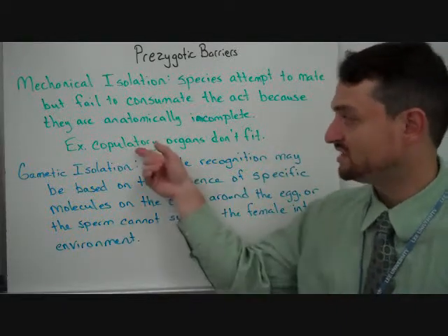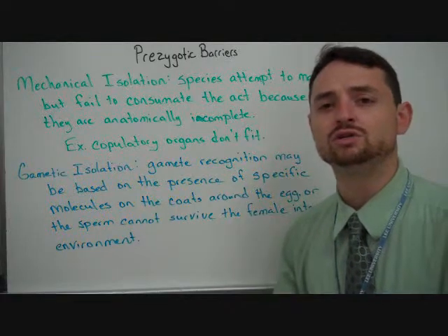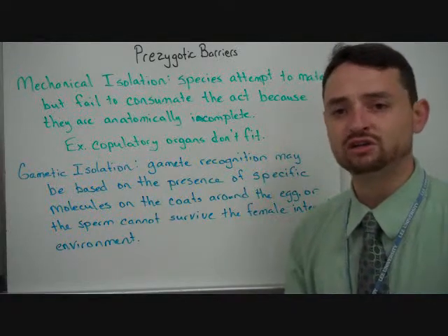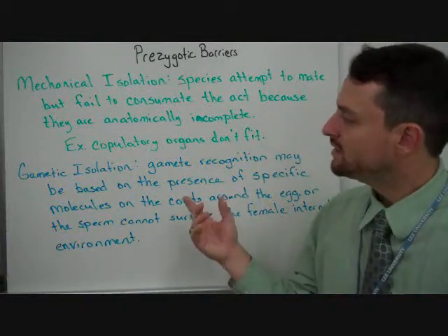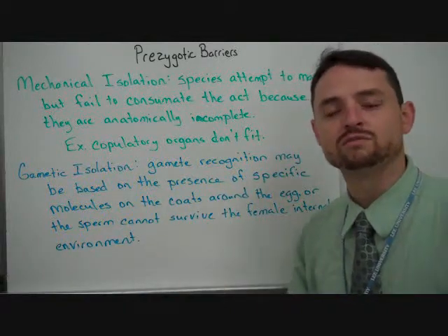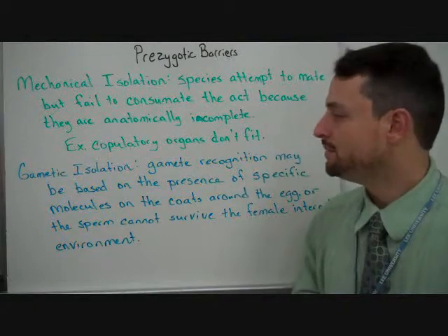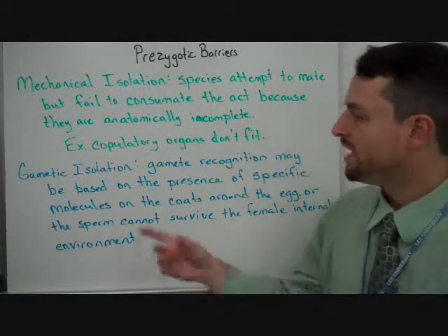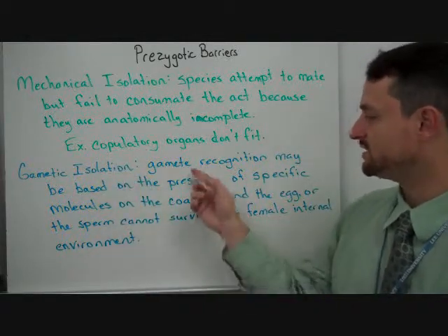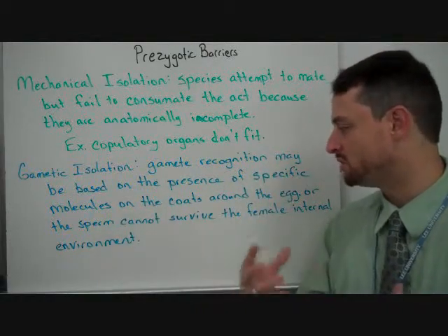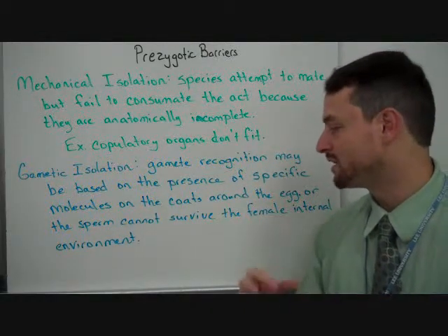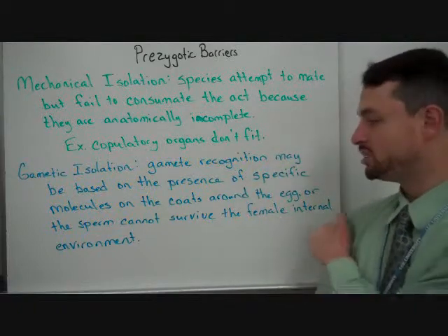So this is primarily looking at the ones that do internal fertilization, because the parts actually have to fit together. The next one deals with a lot of organisms that do external fertilization, but can also apply to internal, and that is gametic isolation. And this is gamete recognition, maybe based on the presence of specific molecules on the coats around the egg, or the sperm cannot survive in the female internal environment.